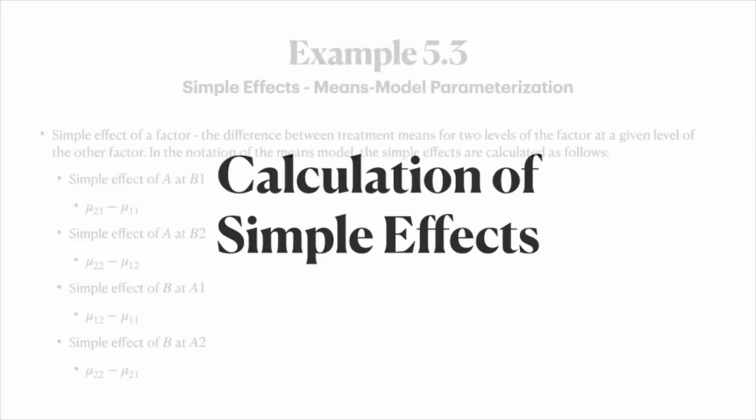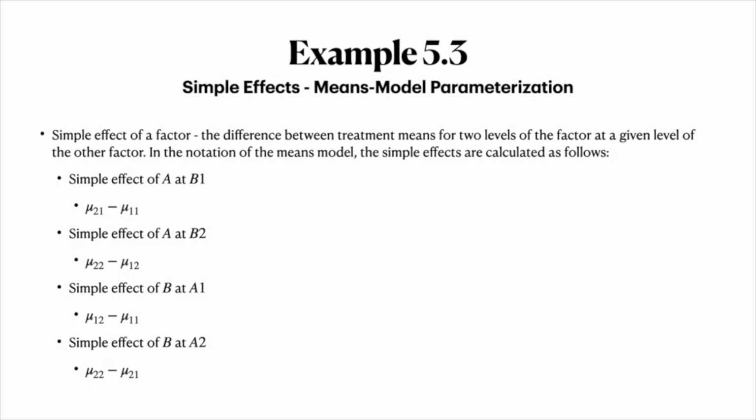So let's calculate the simple effects. Again, the simple effect of a factor is defined to be the difference between treatment means for two levels of the factor at a given level of the other factor. In the notation of the means model, the simple effects are calculated as shown below. So we'll first calculate the simple effect of A at the first level of B. That is given by mu21 minus mu11, which is 80 minus 60, or 20.